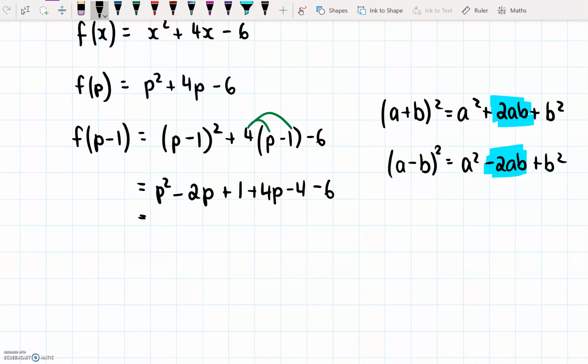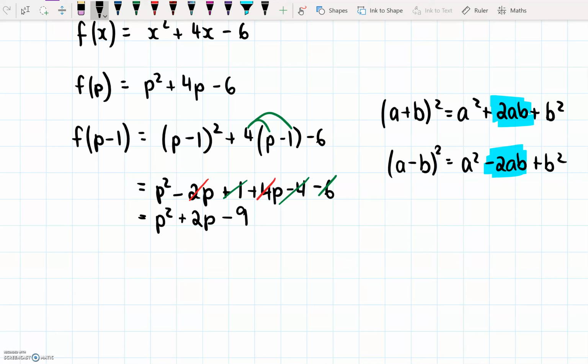All right, we simplify it further. We only have one term where p is squared, so we're just going to write p squared here. Now for the p on its own, we have minus 2p plus 4p, which gives us 2p. All right, so we have plus 2p. All right, then for the constants, we have 1 minus 4, and that gives us minus 3. Minus 6 gives us minus 9. Okay, and we have simplified it. This is it for the moment. This is as hard as it gets.